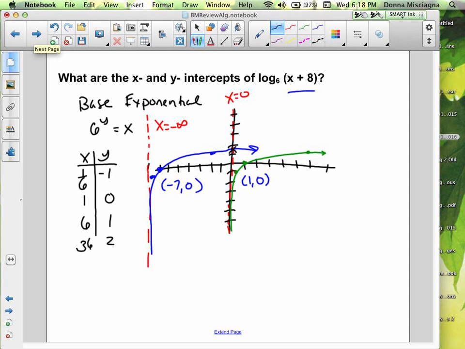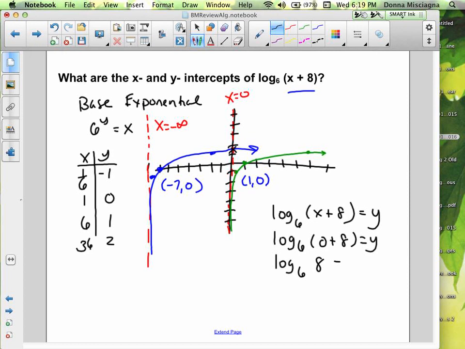Okay. So if we want to find that out, here's our function. Our y-intercept is when x is 0. So 0 plus 8 equals y. Well, that would be log base 6 of 8. Well, how will we get that value? Well, you just have to use the change of base formula. So, like I said, it's not a pretty number. But that's it. That would be our y-intercept. It would be whatever log 8 divided by log 6 is.